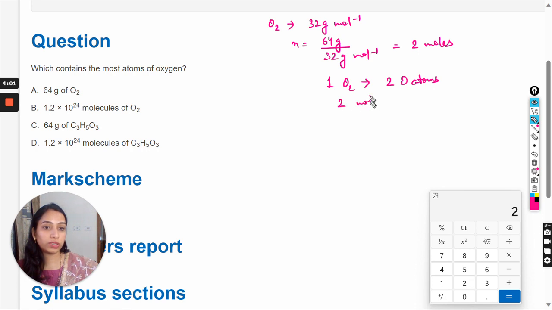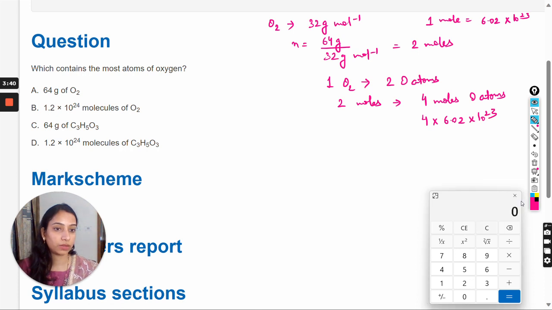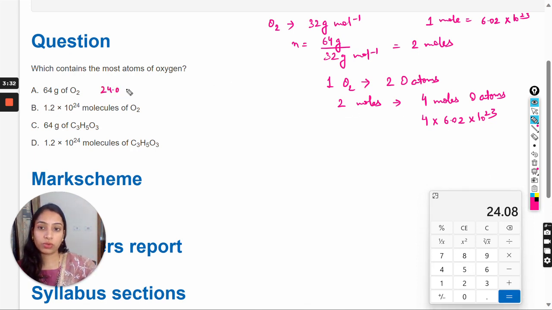So 2 moles of oxygen will contain 4 moles of oxygen atoms, and 1 mole is equal to 6.02 into 10 raised to 23. So 4 moles will be equal to 4 into 6.02 into 10 raised to 23. So 6.02 multiplied by 4 will be equal to 24.08 into 10 raised to 23 oxygen atoms. It contains this much atoms.